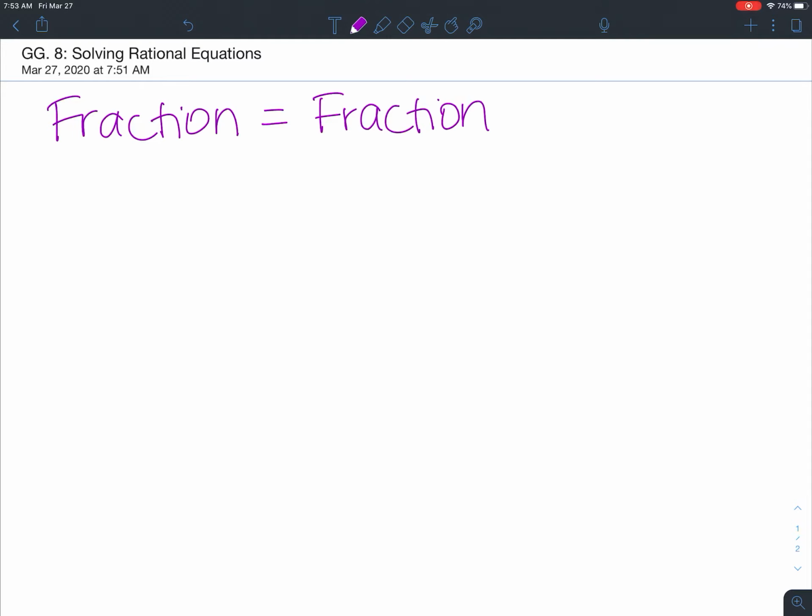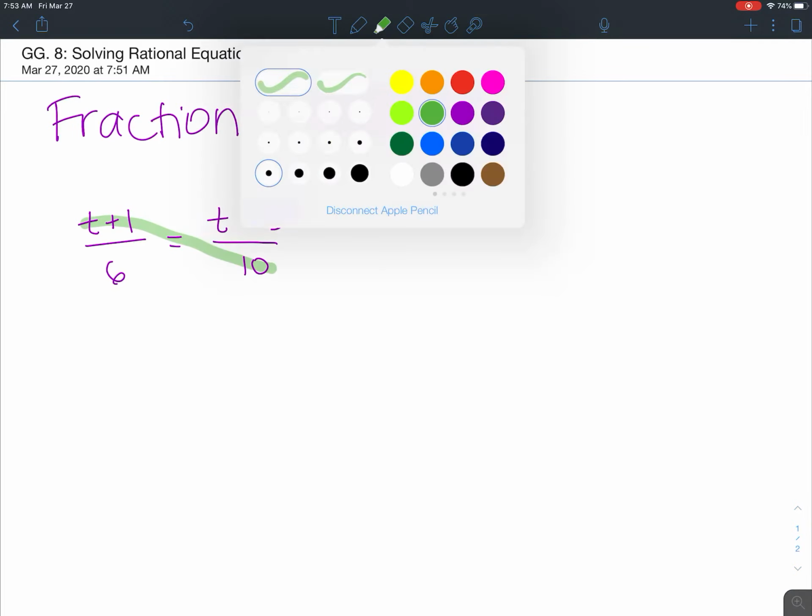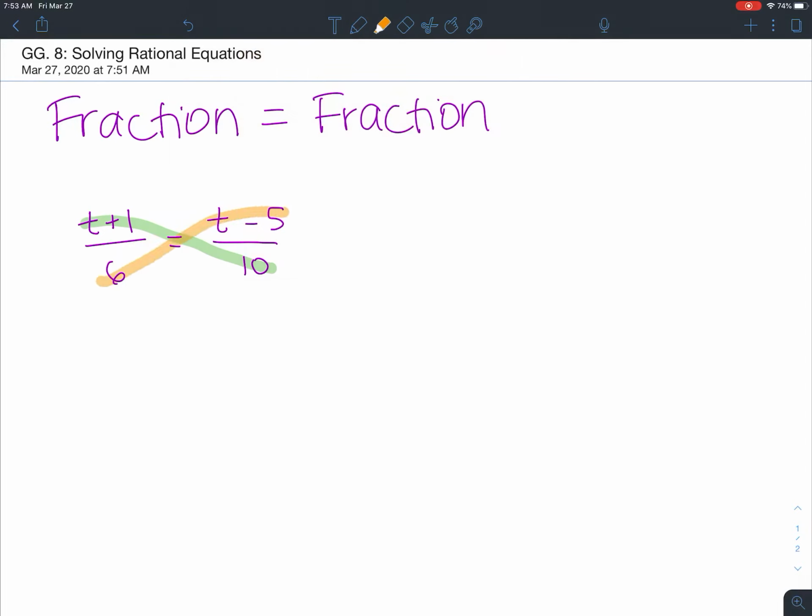Our first example is t plus 1 divided by 6 equals t minus 5 divided by 10. I have one fraction on one side and one fraction on the other side. So now I can do what we call cross multiplication. This is going to multiply by that, and this is going to multiply by that.